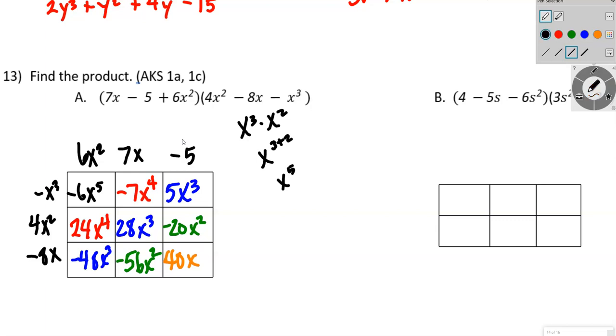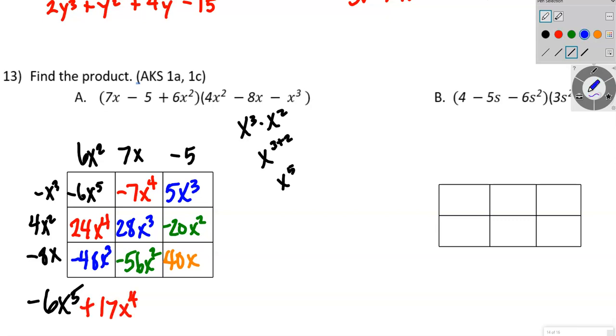So we got our negative 6x squared, or x to the fifth, sorry. Then we got our red term. So we're going to do 24 minus 7. So that's going to be 7, sorry, what am I doing? Plus, right? It's going to end up being a plus 17x to the fourth.